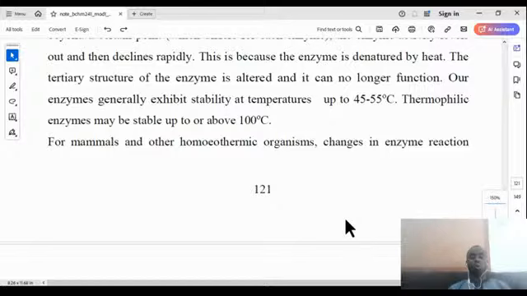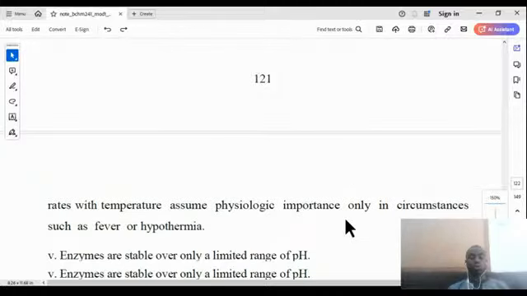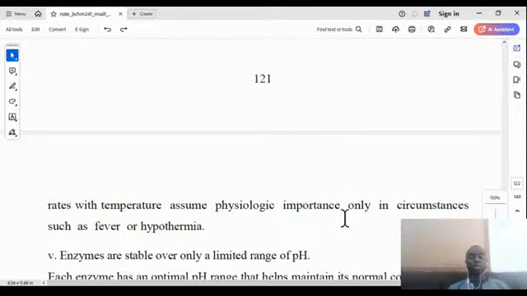So for mammals and other homeothermic organisms, changes in reaction rates with temperature assume a physiological importance only in circumstances such as fever or hypothermia. Living organisms have reactions taking place, metabolism, and this metabolism is catalyzed by many different enzymes. The enzymes of each organism work best at the temperature or condition in which the organism thrives or lives. There are certain bacteria that live in extremely harsh, extremely hot temperatures.